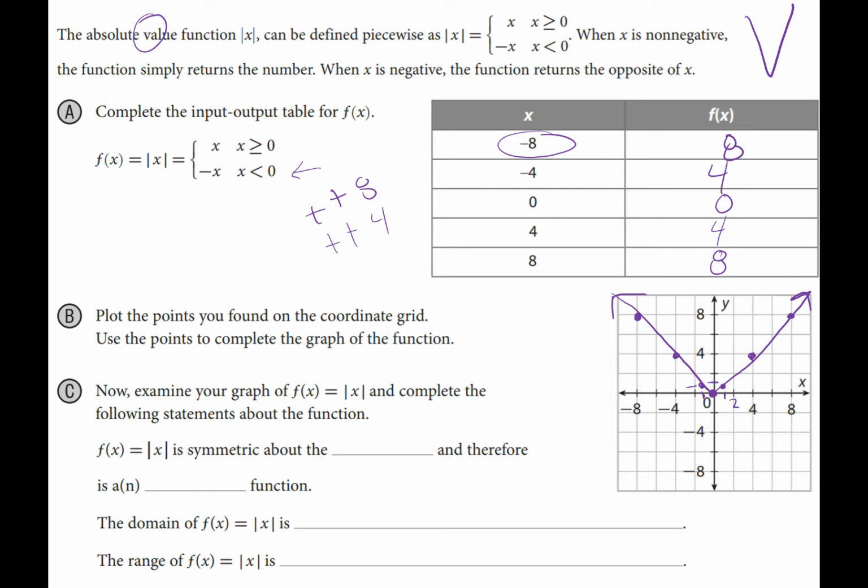So those are some reference points that they talked about when we did parabolas as well. So we're going to examine the graph of f of x equals absolute value of x and complete the following statements about the function. F of x equals absolute value of x is symmetric about, so if I look at this axis here, it's symmetric if I fold it on that axis, about the y axis. And therefore, one of the things about symmetry is we briefly talked about even and odd, so this is actually an even function, very similar to a parabola.